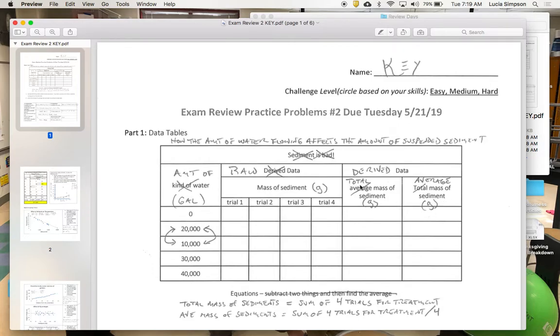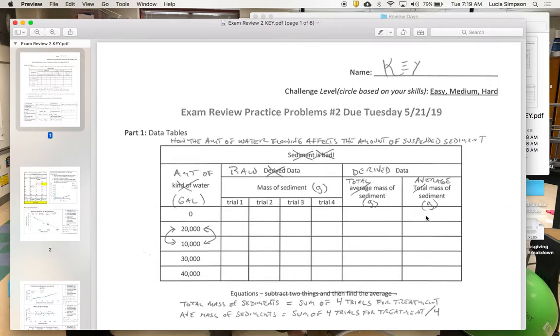Notice if you're looking at our total, that would require you to add together our first, second, third, and fourth trial in order to get a total mass of that sediment. You see those equations are here added at the bottom. Total mass of sediment equals the sum of 4 trials for each treatment.